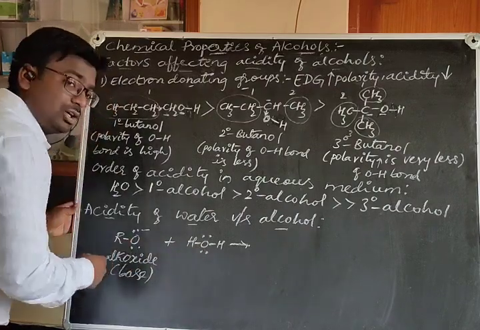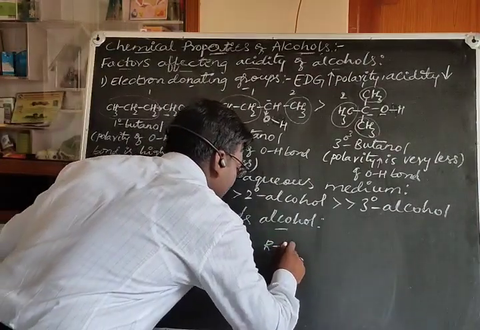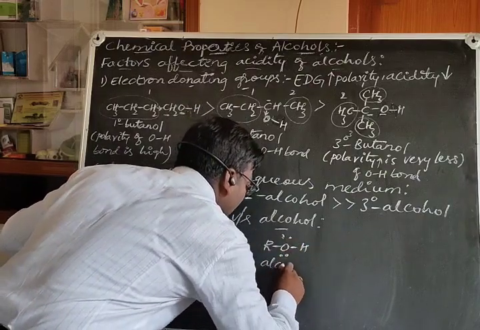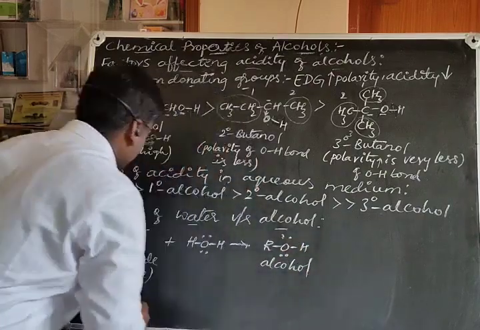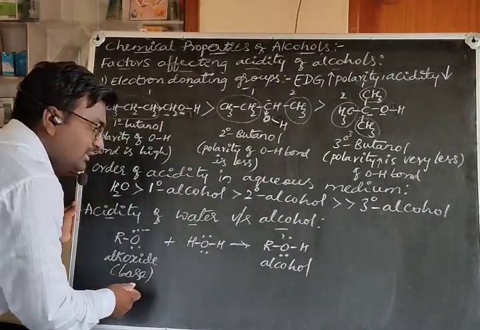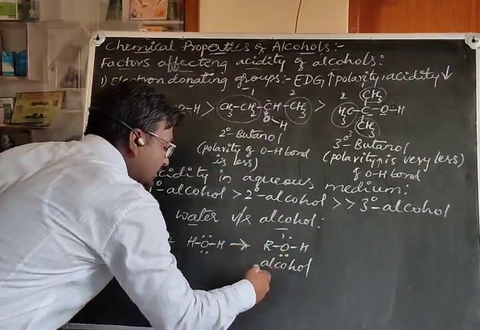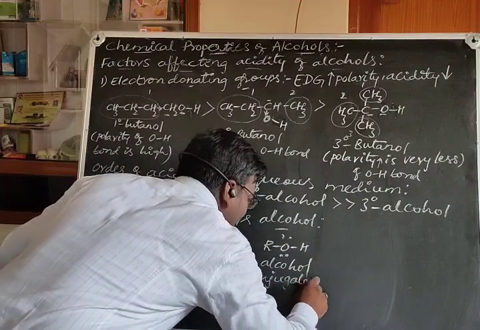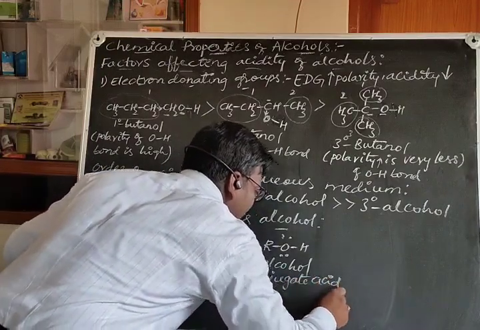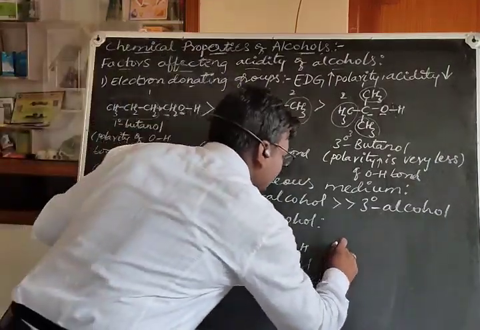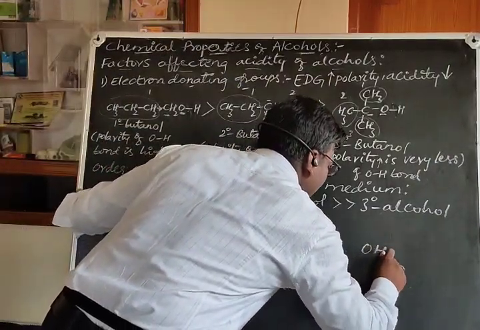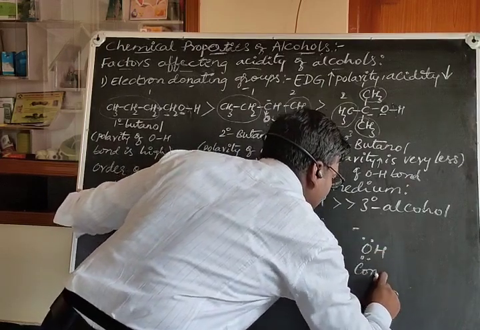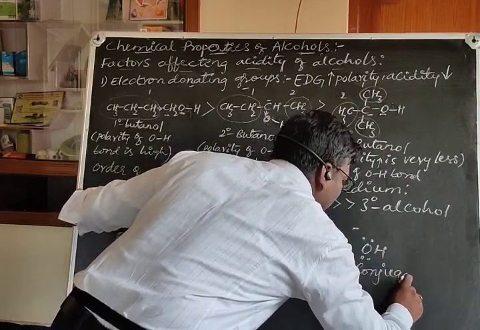H2O donates a proton to this alkoxide. It becomes ROH. This is an alcohol. It was a base on the left hand side of the reaction. Now it is the conjugate acid of the base on the right hand side. Now the H2O becomes OH minus. It is a conjugate base.